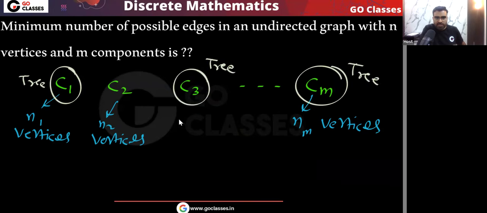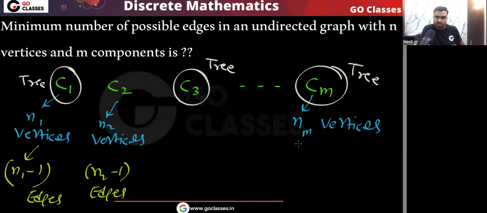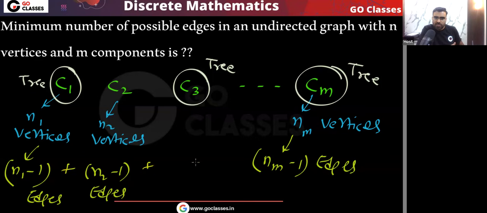Now you can easily see the total number of edges. Here there will be n1 minus 1 edges, here n2 minus 1 edges, and here nm minus 1 edges. If you do the total, then you will get n minus m. Is this clear? The number of edges will be n minus m.